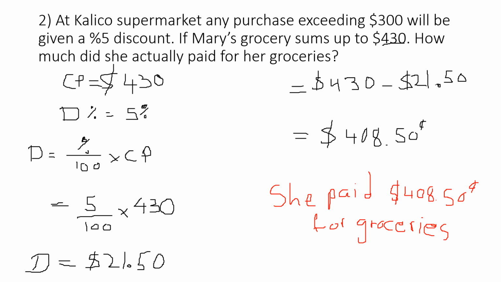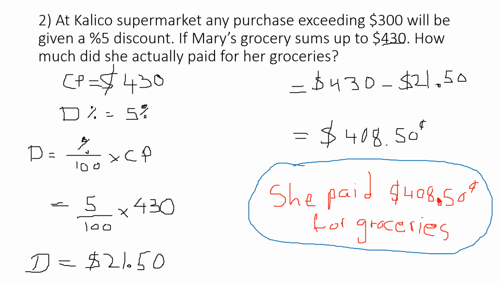Yes, and this is basically what answers. This looks like a big number. There's a decimal point here. Let me just make it bigger. Yes, that's a point there. It's not 40,850. So this is what answers our question now. How much did she pay for her groceries? She paid $408.50. And this is basically how we incorporate decimals, or percentage rather.